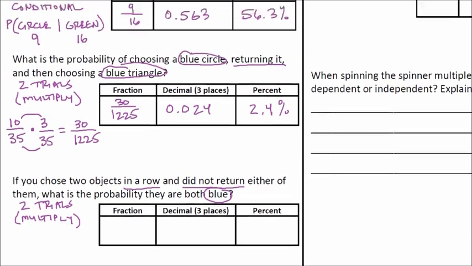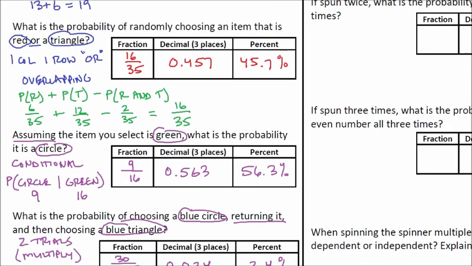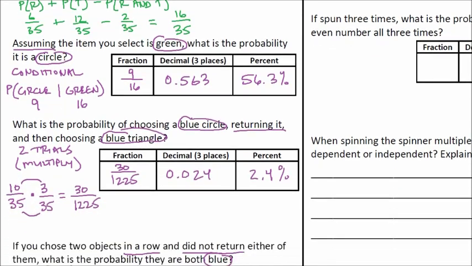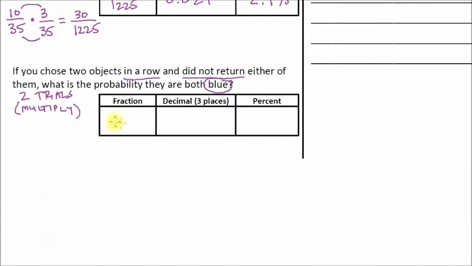Go back to this last one right here, this one where we're adding probabilities. Notice that we're only doing just one thing. We're randomly choosing an item, one item, and we're asking if it's this or this. That means we're only doing one trial. That's why we're adding the probabilities of each of those events and subtracting the overlap. Here, again, it's 2 trials. All right, so they're both going to be blue.